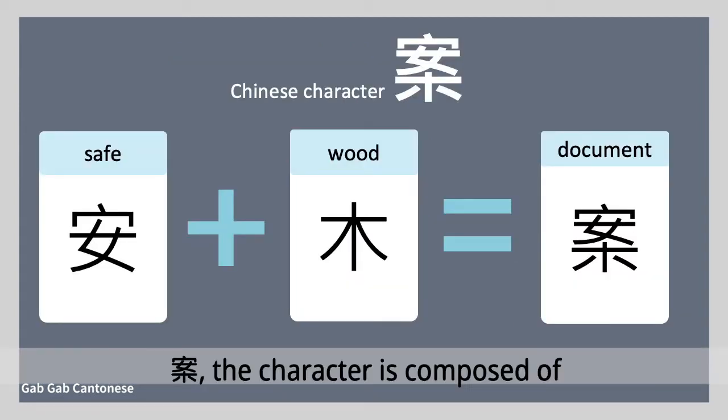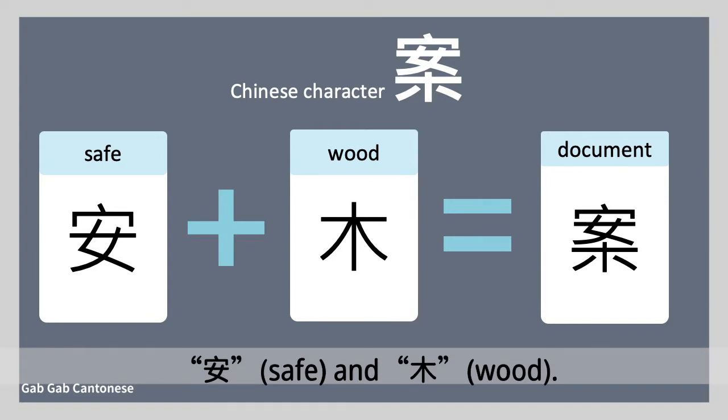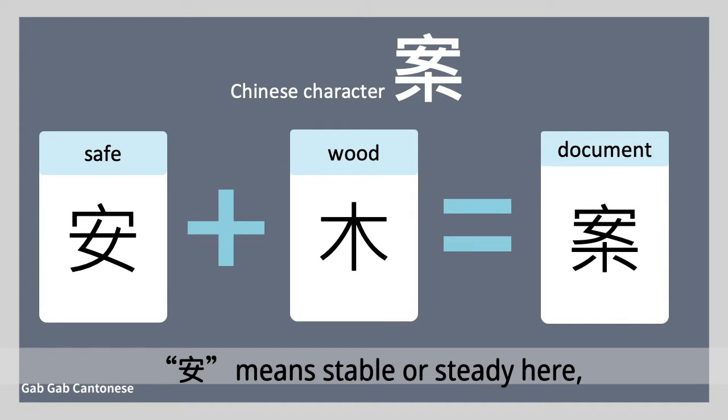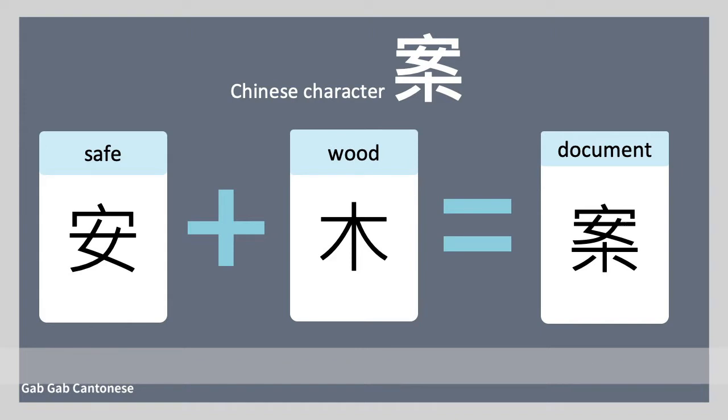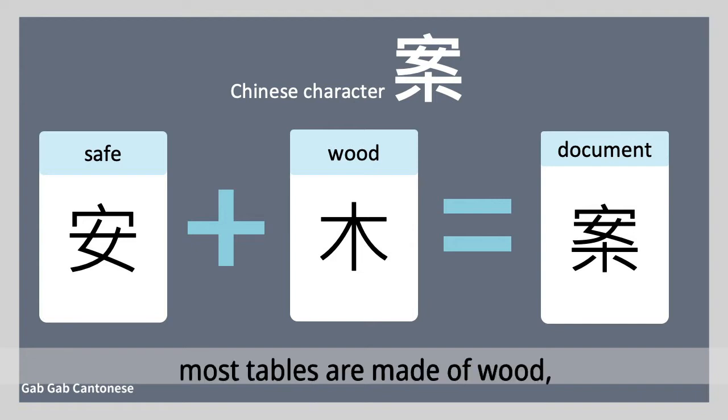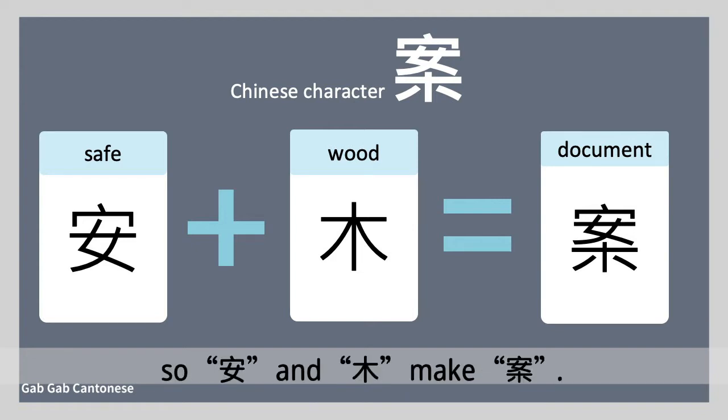The character 案 is composed of 安, safe, and 木, wood. 安 means stable or steady here. A table can allow something to be placed steadily. In ancient China, most tables were made of wood. So, 安 and 木 make 案.